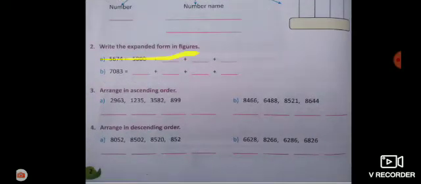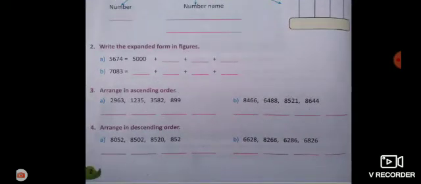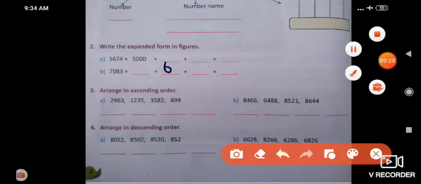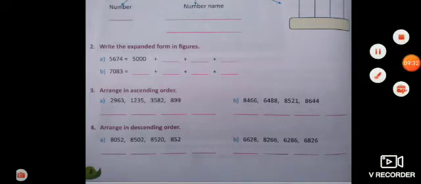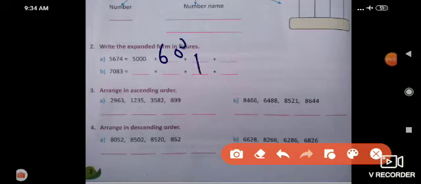Then the second one is write the expanded form in figures. How will you expand? First, for writing expanded form, you should know the place value. Right? What is the place value of 5? It is 1000. So it is written as 5000. Next, what is the place value of 6? It is 100. So you have to write it as 600. Then what is the place value of 7? It is 10. So it is written as 70. What is the place value of 4? It is 1. So it is written as 4. Then B sum you are going to solve.